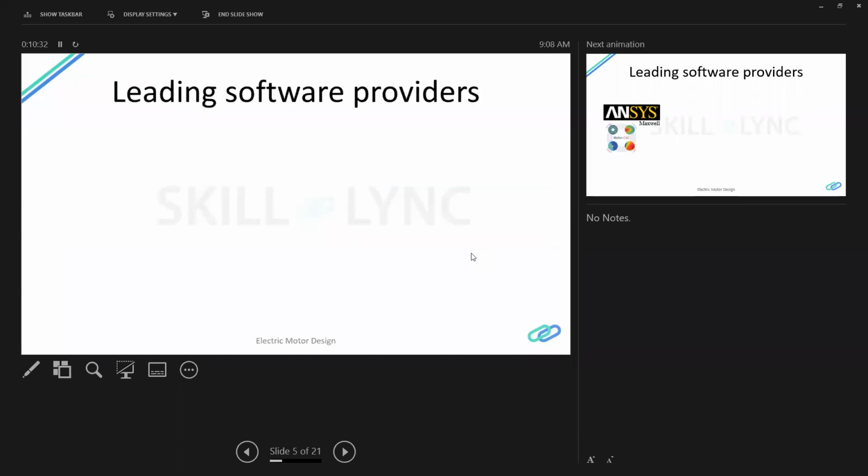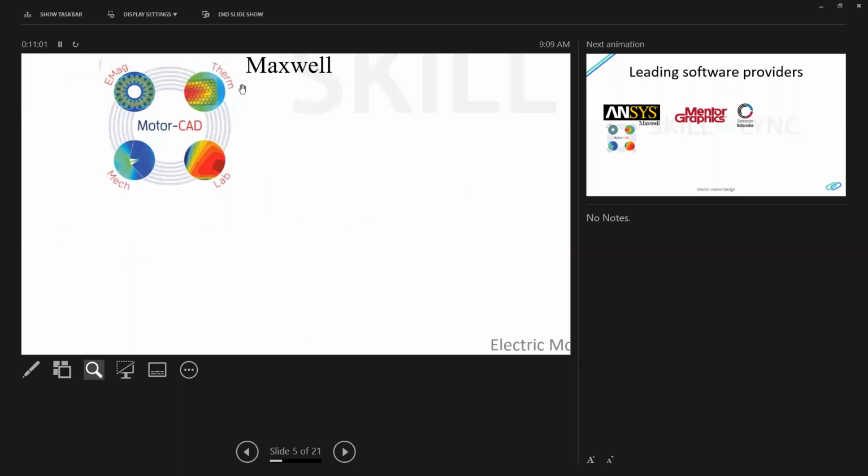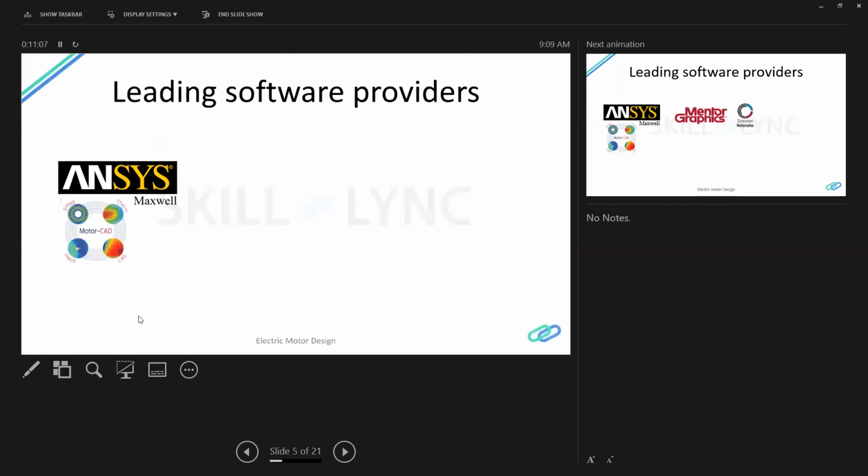Some of the leading software providers in electric motor design start with ANSYS. I think ANSYS is probably the market leader. They have several packages. They have Maxwell, which is electromagnetic analysis, and then there is MotorCAD, one of their latest tools, which came out with multiphysics analysis embedded into one software package. As you can see, it has electromagnetic analysis, thermal analysis, mechanical and structural analysis, and then a lab environment where you can dive into the results, post-process the results, etc.